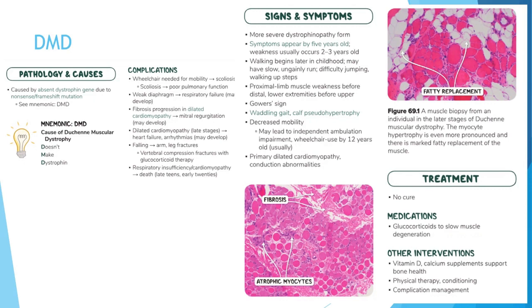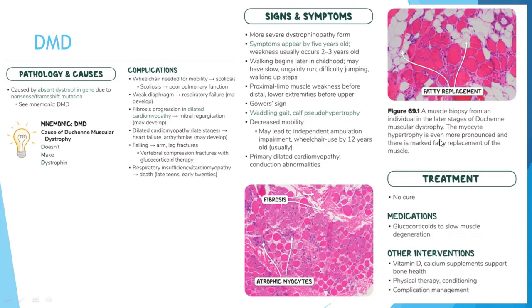Decreased mobility may lead to impaired independent ambulation, with wheelchair use by 12 years old. Primary dilated cardiomyopathy may be there, and conduction abnormalities may also be present. Here you can see the fibrosis and the atrophic myositis.